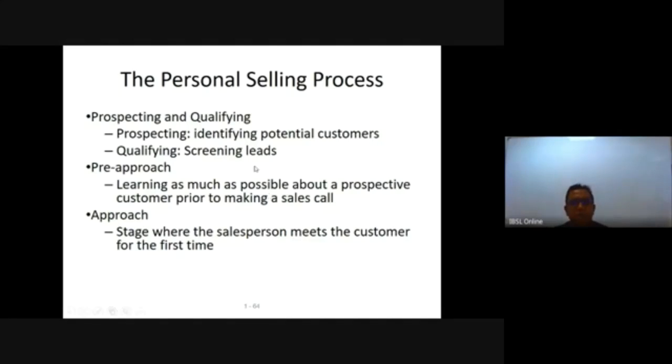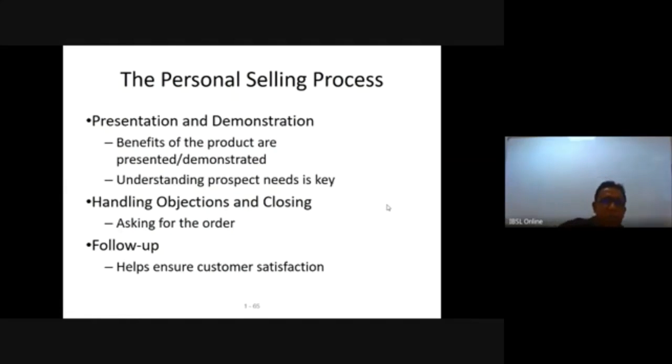Then approach is the stage where the salesperson meets the customer for the first time, and then presentation and demonstration. Then you go and present your details, the benefits of the product, and so on. Then handling objections. This is the most difficult part. There will be questions. It's one-to-one.